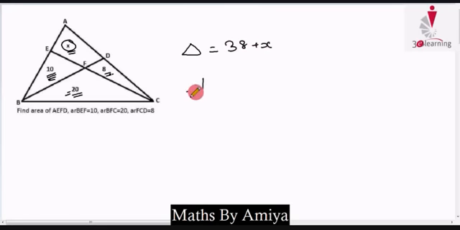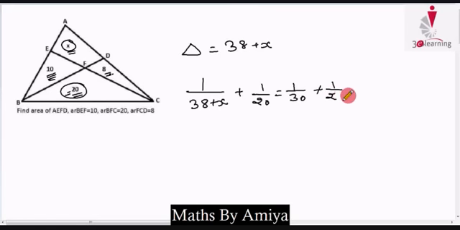So according to the ladder theorem, 1 upon total area plus 1 upon base smaller, which is 20, is equal to 1 upon base bigger, that is BEC, which is 30, plus 1 upon base bigger, which is 28. By solving this, we can get x is equal to 14.5. This is the best method to approach these types of questions. Okay, I hope it is clear. If you have any questions of such type in CAT or any examination, use the same concept.